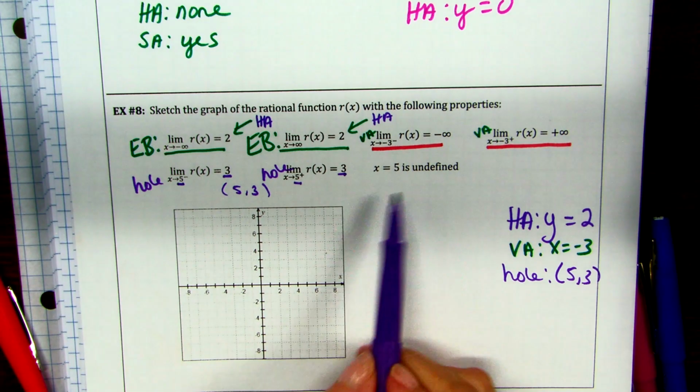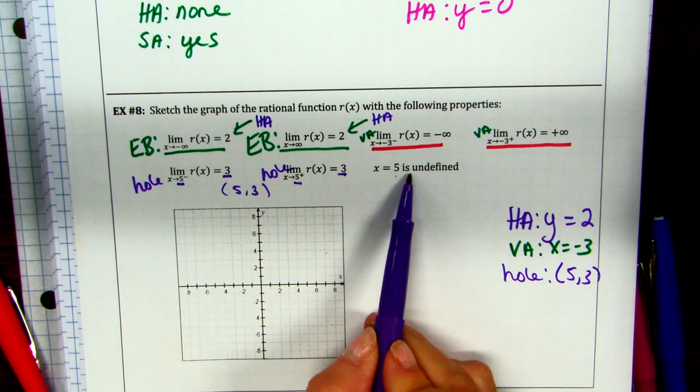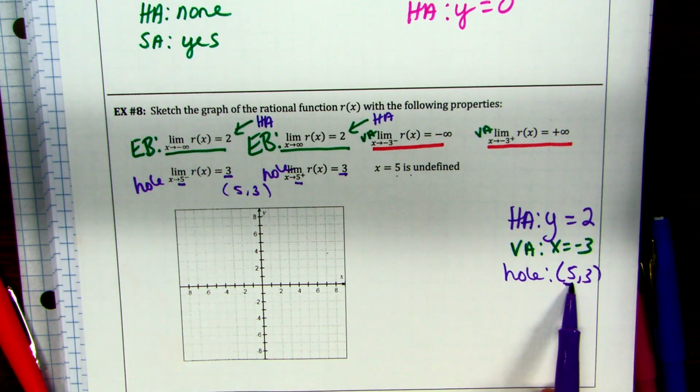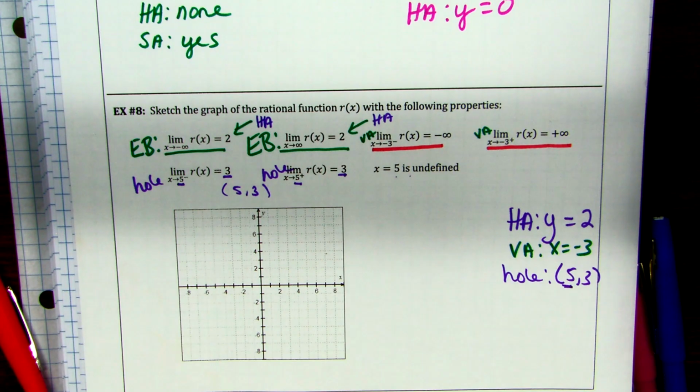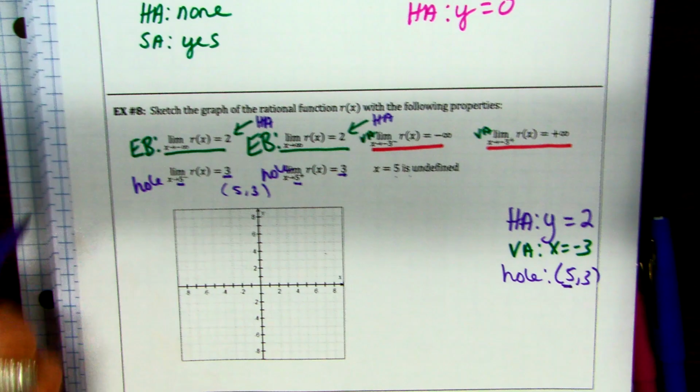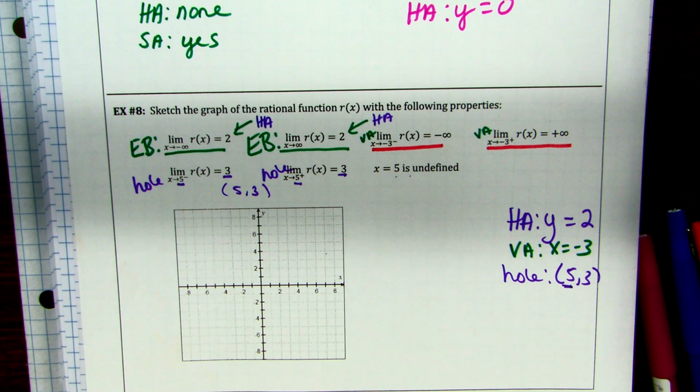We're not going to graph it. We know 5 is undefined. Remember, undefined means it's in the denominator. We already knew that because we knew there was an x value of 5 for our hole, so that puts it in the denominator. Okay, so that's it. That's all.